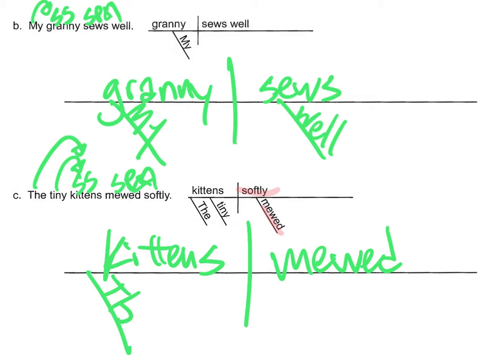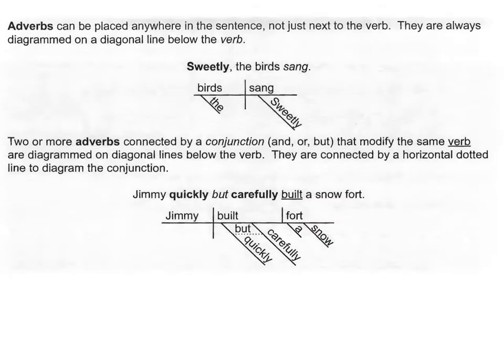The, tiny, and then softly. Adverbs can be placed anywhere in the sentence. They're not just next to the verb, but they're always diagrammed on a diagonal line below the verb they modify.